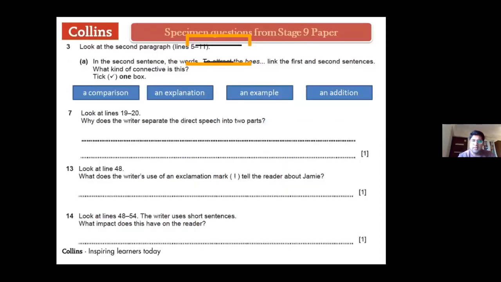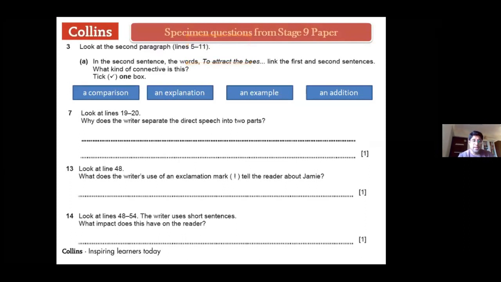These are some specimen questions from the Stage 9 paper. The Stage 9 paper has been published, so we know what kind of teaching has to go in. I've taken up this multiple choice question over here. In the second sentence, the words "to attract the bees" link the first and second sentences. So what kind of connective is this? Now, this is for a child of Grade 8. It might be a little tricky under exam conditions, but if you prepare the child thoroughly, it will be a cakewalk. Do you think that kind of connective is meant for a comparison, an explanation, an example or an addition?